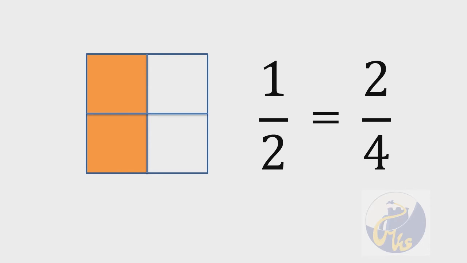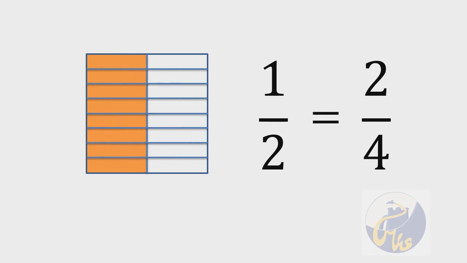Now the diagram could be split in a number of ways. As long as I don't shade any more in and I keep all the little parts of the diagram equal in size, then I will get equivalent fractions. So I could split it like this and get 4/8, or I could split it like this and have 8/16. And there are lots of ways I could do this.